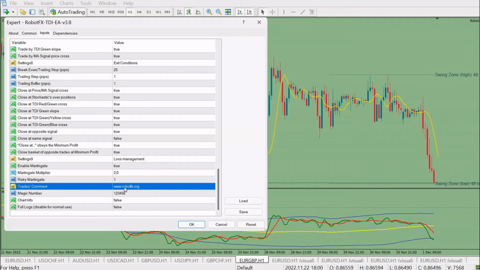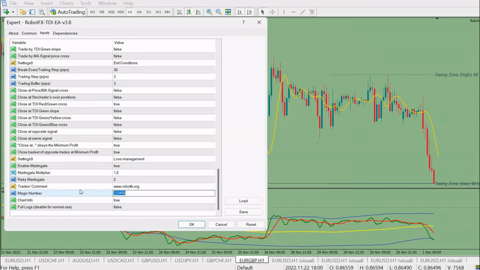Finally, we have the trader's comment, and that applies to every trade that the expert advisor will open. So it will help you monitor the trade. For example, you might want to enter Euro USD TDI on H1, and then you will know when you find the trades in the history, all of them that have this comment will be the trades opened on the Euro USD chart by this TDI expert advisor, whatever comment you decide to enter right here.